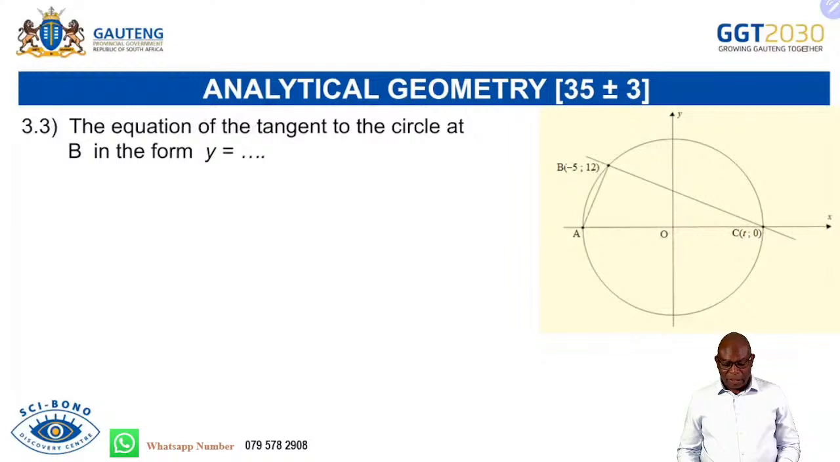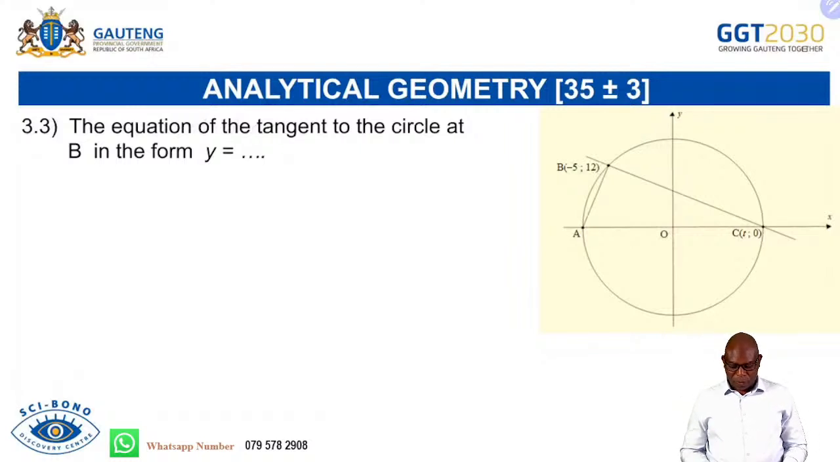The equation of the tangent to the circle at B in the form y. You see, the equation of the line is the thing in analytical geometry. So we are always going to have questions on the equation of the line, whether it's given two points, or parallel or perpendicular, or this one that we're going to do, which is the tangent.